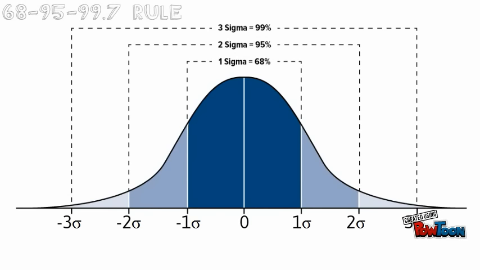The average height of an American adult male is 5'10", with a standard deviation of 3 inches. Using the 68-95-99.7 rule, this means that 68% of American men are 5'10", plus or minus 3 inches, 95% of American men are 5'10", plus or minus 6 inches, and 99.7% of American men are 5'10", plus or minus 9 inches.